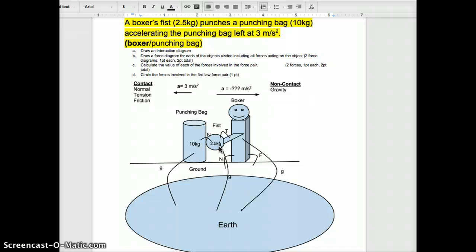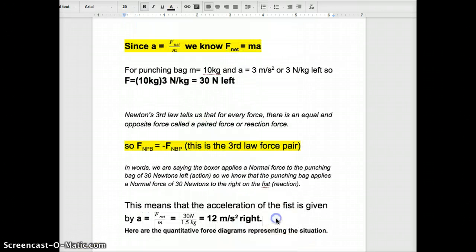So after our interaction diagram, we'd circle the object that we're interested in for our force diagrams. Let's look at what the work would look like on calculating the force involved. If we know the mass and the acceleration of the punching bag, we know acceleration is force over mass.